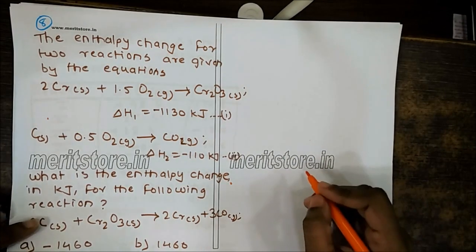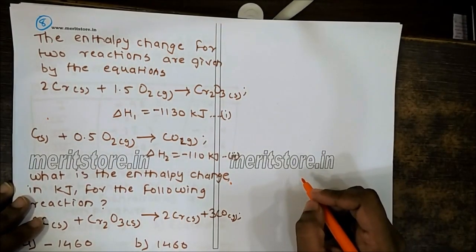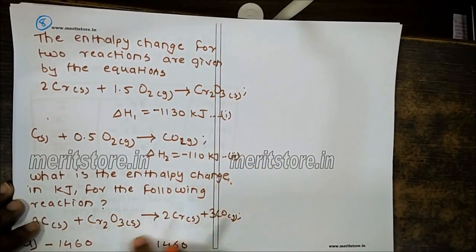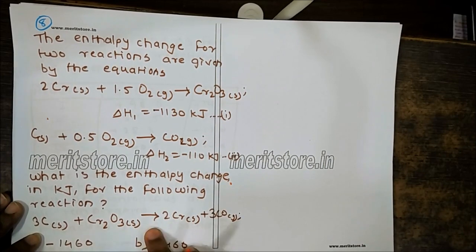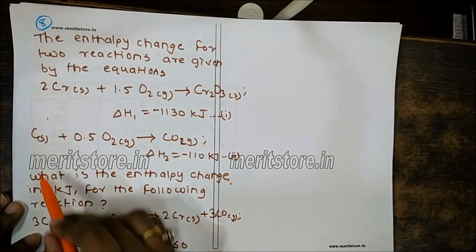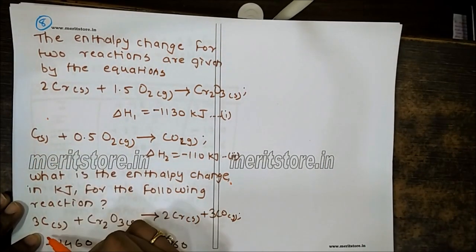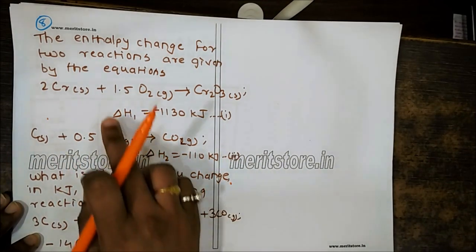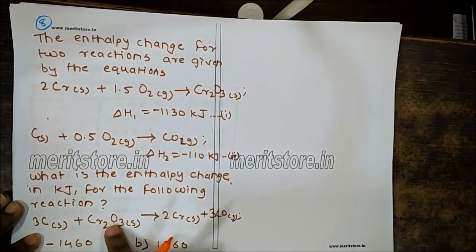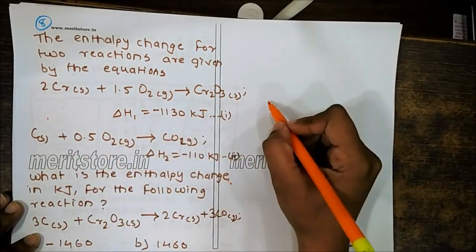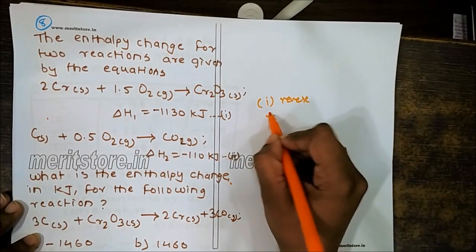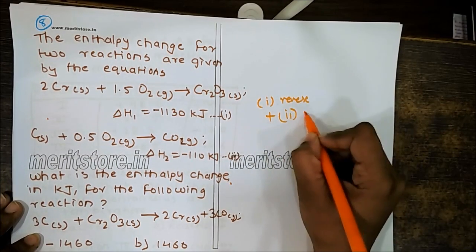Question number 8 is the enthalpy change for the two reactions are given below. We have to find the enthalpy change for the following reaction. Now for the following reaction, if you will find, this is having thrice of carbon, that is indicating we have to multiply the equation 2 by 3, while the first reaction has to be reversed because we want C2O3 on the reactant side. So in short, equation 1 has to be reversed plus equation 2 has to be multiplied by 3.